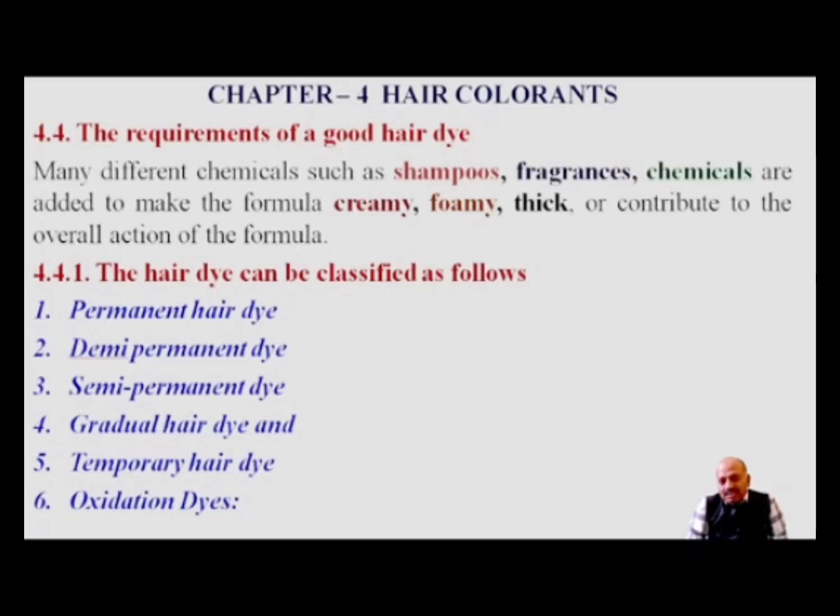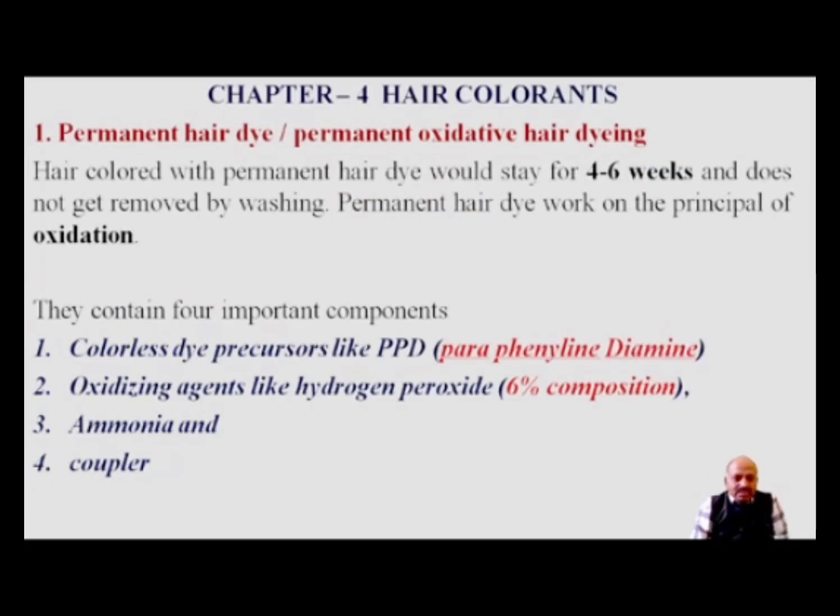Coming to the main point, that is classification. Classification of hair dyes is very important for this class. There are six different classifications: permanent hair dye, demi-permanent hair dye, semi-permanent hair dye, gradual hair dye, temporary hair dye, and oxidation dyes. Six different types of dye systems are there. Let us discuss in detail all these six for this class.